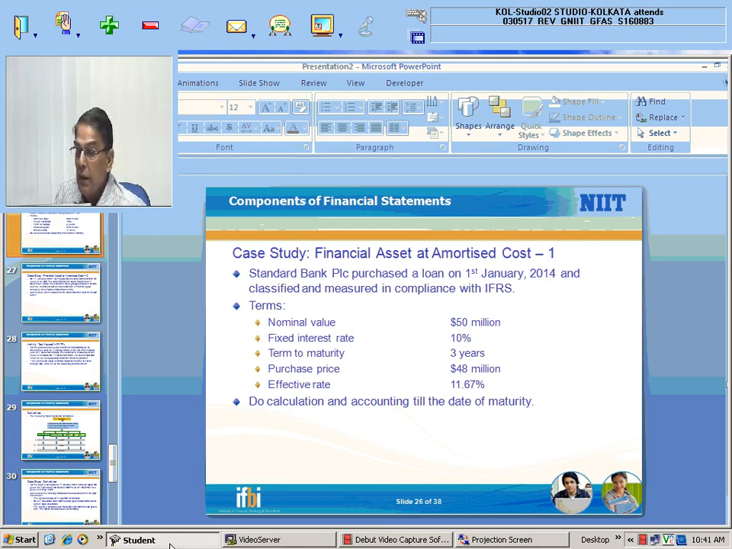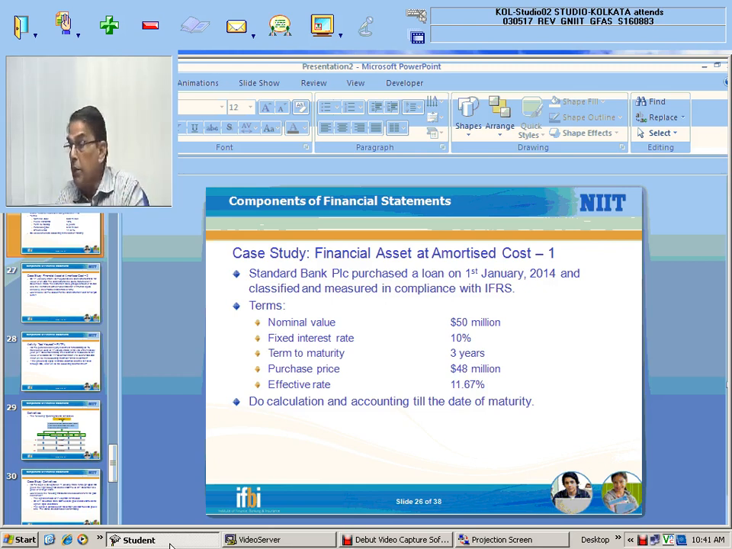Do calculation and accounting till the date of maturity. The loan is going to mature on 31st December 2016 because 3 years are remaining. The purchase was made on 1st January 2014, so another 3 years term to maturity is there. So the loan will mature on 31st December 2016. So we'll have to do the calculation and accounting till the date of maturity.